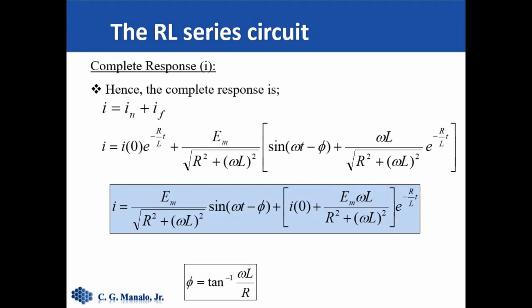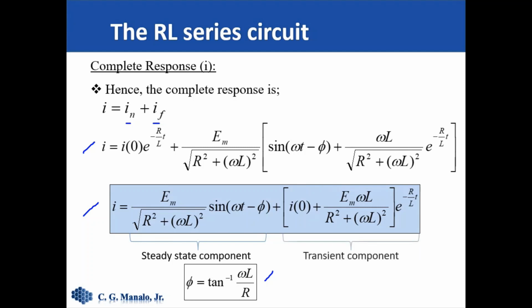Hence, the complete response is now the sum of the natural response and the forced response. So this is the complete response, and after some rearrangement, we can write it in this manner, where again phi is defined as this one. The first term here in the complete response, we call the steady state component, while the second term is called the transient component.